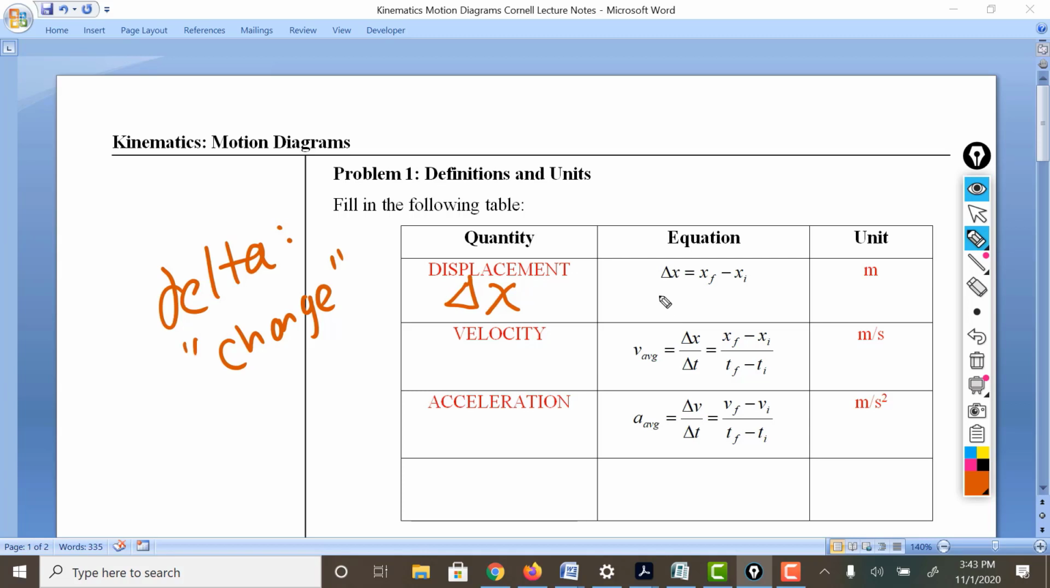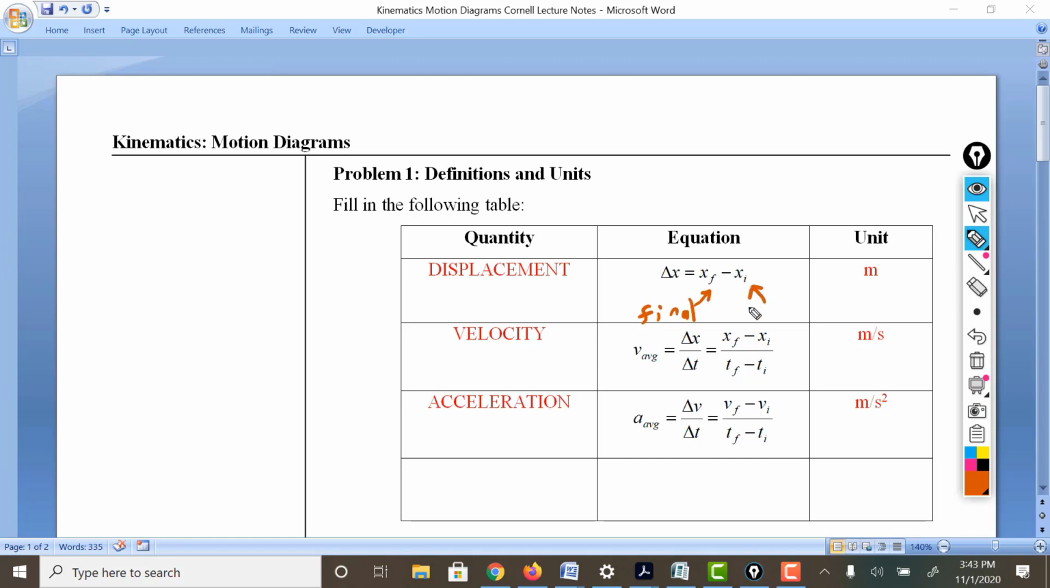In this case, displacement is going to be the final minus the initial. You'll notice these subscripts right here. This little f means final, and this little i means initial. The unit for displacement, the traditional unit, is going to be a meter. Of course, it could be anything like a kilometer, a centimeter, an inch, or a mile. But we're not going to use any of those. We're going to stick to metric, and the traditional will be meter. If it's not meter, you might have to convert it.